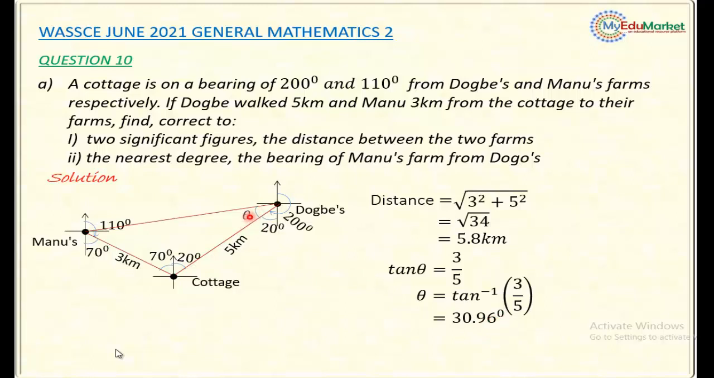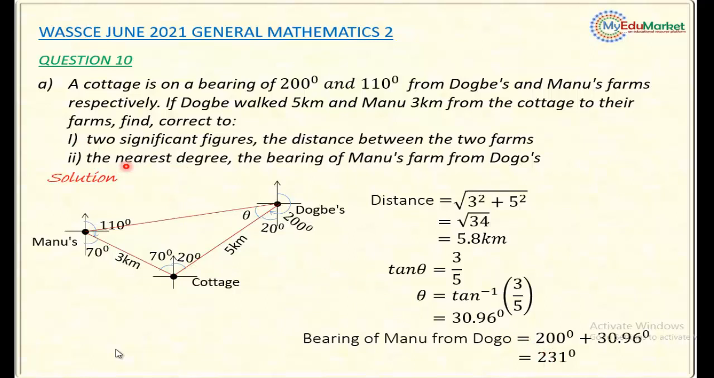So therefore the bearing of Manu from Dogbear's farm is, like I have said, the whole of this angle. So from here down here is 200, so I'll just add this theta to 200 to give me the bearing. So I'm going to have 200 plus 30.96. So adding this, I have 231, to the nearest degree. So question Roman 2 has been answered.